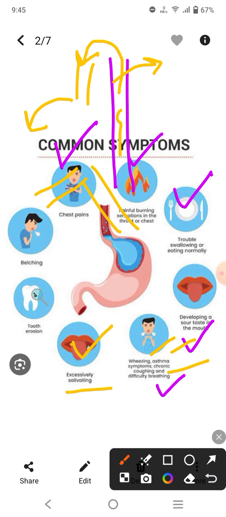So due to which salivation is increased, as saliva is alkaline in pH. So in order to neutralize that gastric acid that is acidic in nature, salivation starts, due to which alkaline saliva is produced. Tooth erosion can occur in the long term cases, belching can occur.